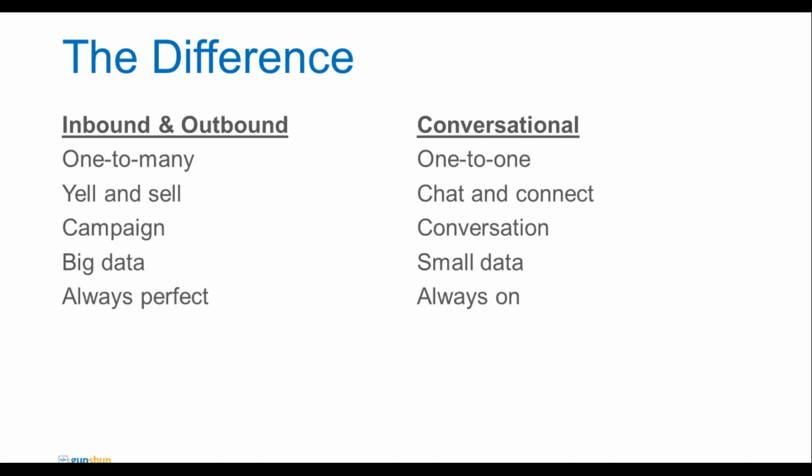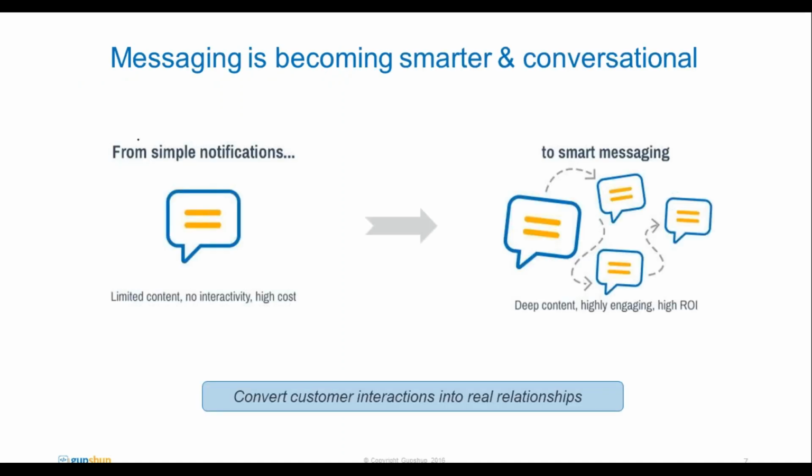So now that we understand the basic differences between inbound and outbound and how it has evolved to conversational marketing, let's see the few features of conversational marketing and the aspects that marketers need to take into account. So obviously, messaging between businesses and customers in the form of one-to-one messaging is becoming smarter and conversational.